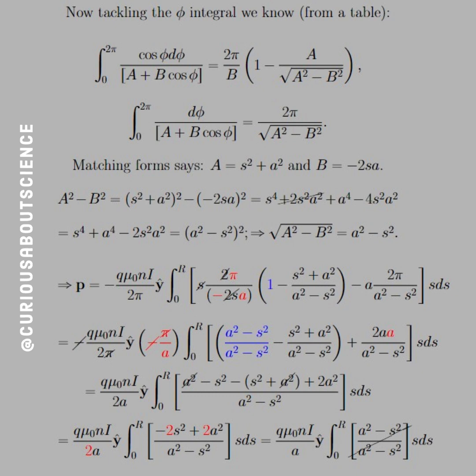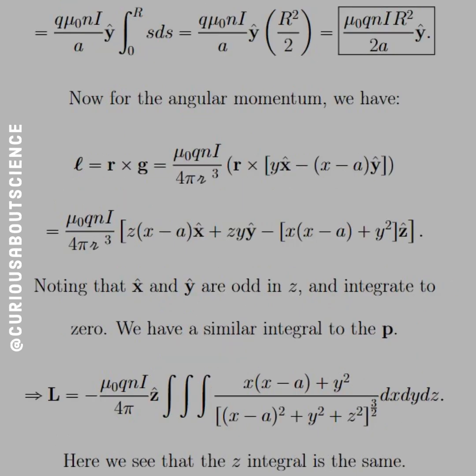Holy cow, that cancels out nicely. And we're left with just an r integral of 0 to r of s ds, and we see that pushes on through to μ₀qIr squared over 2a in the y-hat direction. Not too bad after you get through the table forms.